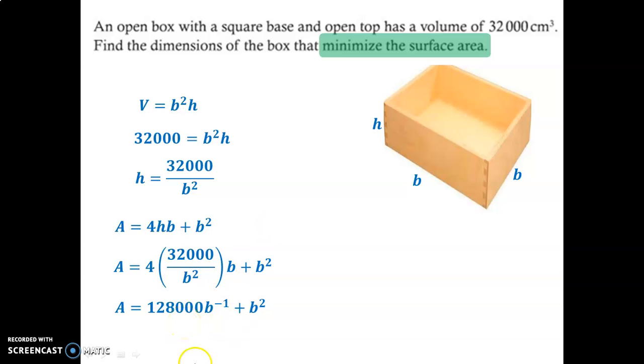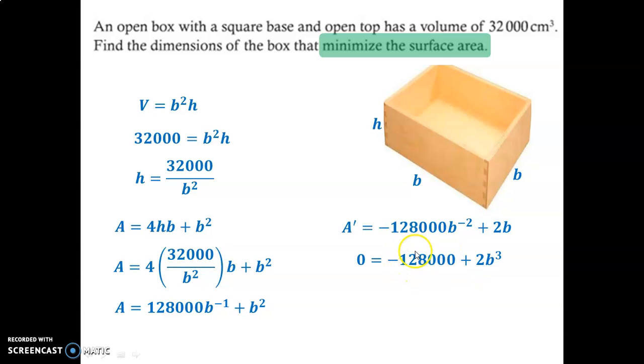We want to minimize the surface area, so we have to find the derivative and then find that max or min point. Okay, so here's our derivative. Check your work carefully on that. And now we're going to set the derivative equal to 0 because we want to find out when the original function has no slope. And that's what we're going to solve here. So solve this. What do you get?